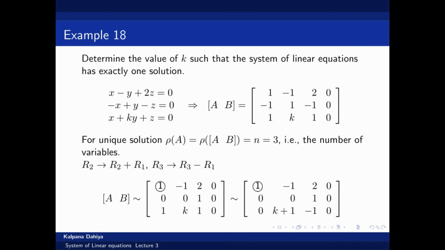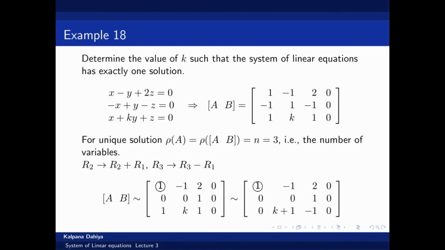Here this k is a scalar which we have to find out such that the system has a unique solution. That is exactly one solution, and that solution is 0, 0, 0. So corresponding to this system, we can write down the associated augmented matrix as, refer to the first matrix here, 1, minus 1, 2, 0. This is the first row. Second row is minus 1, 1, minus 1, 0. And third row is 1, k, 1, 0.